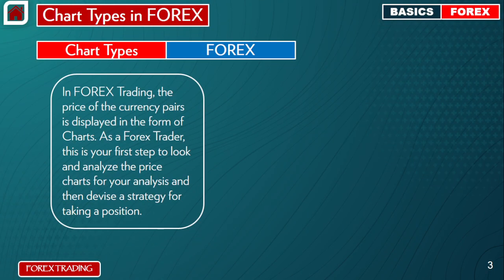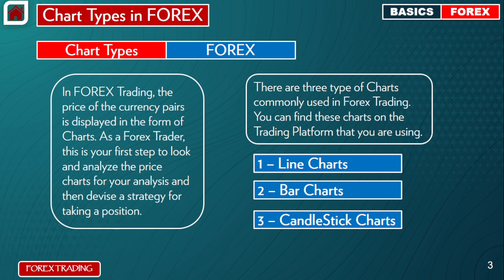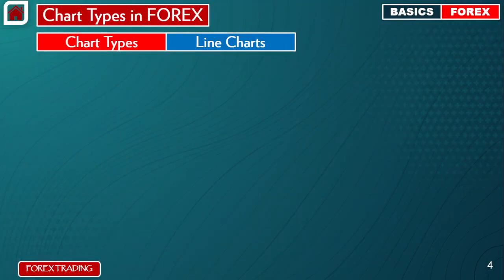Okay, in Forex trading, the price of the currency pairs is displayed in the form of charts. As a Forex trader, your first step is to look at and analyze the price charts, and then you take a position later on. There are three main types of charts commonly used in Forex trading, and you can find these charts on whatever trading platform you're using. Number one, line charts, number two, bar charts, and number three, candlestick charts. Now let's look at them one by one.